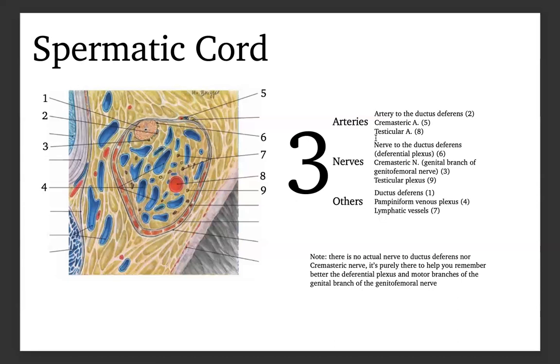To note is that the nerve to the ductus deferens and cremasteric nerve do not exist as such. In fact, the nerve to the ductus deferens is just the deferential plexus, and the cremasteric nerve is the motor branches of the genital branch of the genitofemoral nerve, which you can find over here. And the reason why it's written like this is to make it easier to remember. So it's artery to the ductus deferens, nerve to the ductus deferens, and the ductus deferens over here. You have the testicular artery, testicular plexus, and so on.